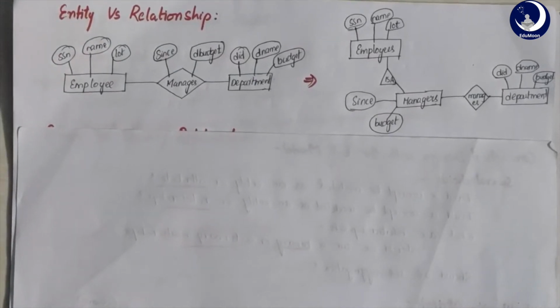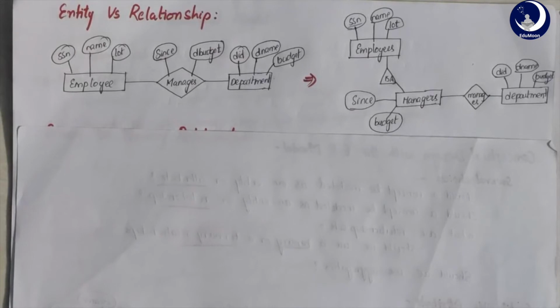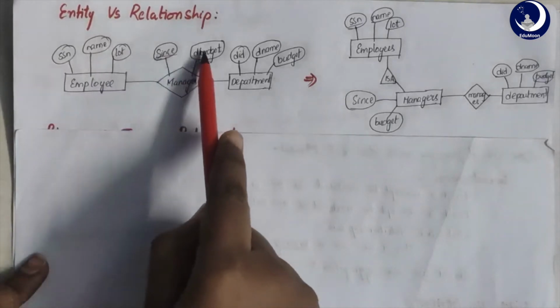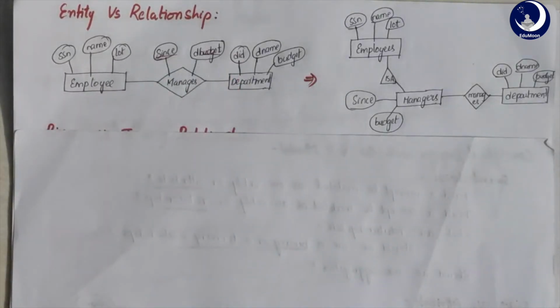Here we have a manager's relationship between an employee and a department. The manager's relationship has two descriptive attributes, that is since and budget. Let's assume that each department has one manager and one manager is given a certain budget. Now let's take one requirement from our requirement analysis: the budget given to one manager is the sum of the budget for all the departments he is managing, right?